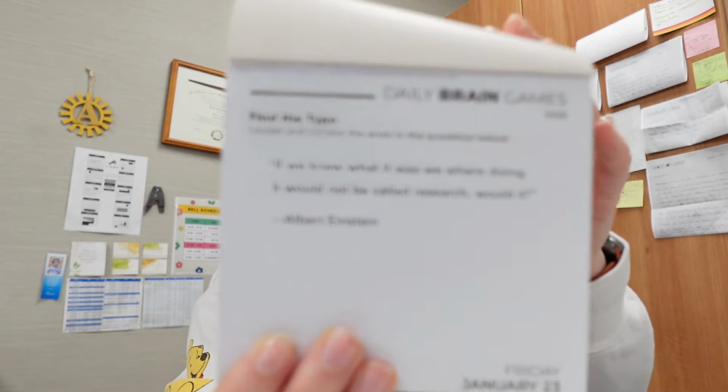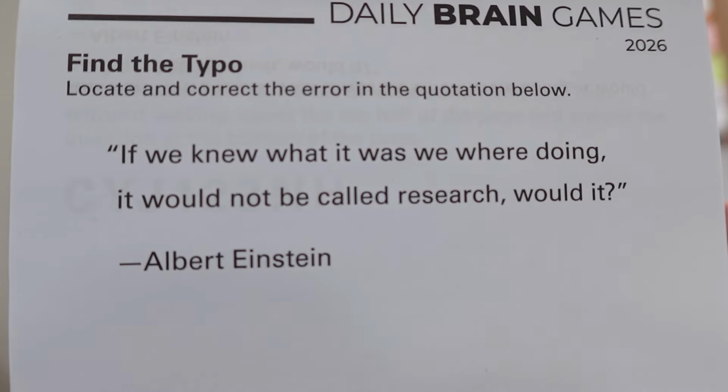If we knew what it was we were doing, it would not be called research, would it, by Albert Einstein. "Were" is spelled without an H. Dang it. I want these to be a little bit harder, not dramatically harder. Maybe I don't want them to be harder, I just want them to take more time, you know what I mean? Like I wanted this to be littered with typos, where I'd have to be like, ooh, this and this and this.